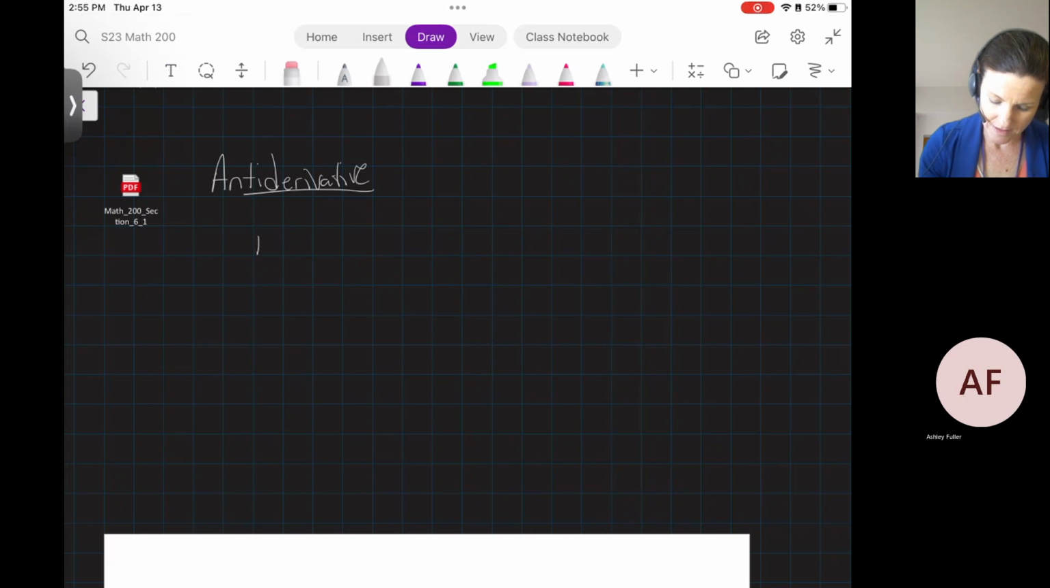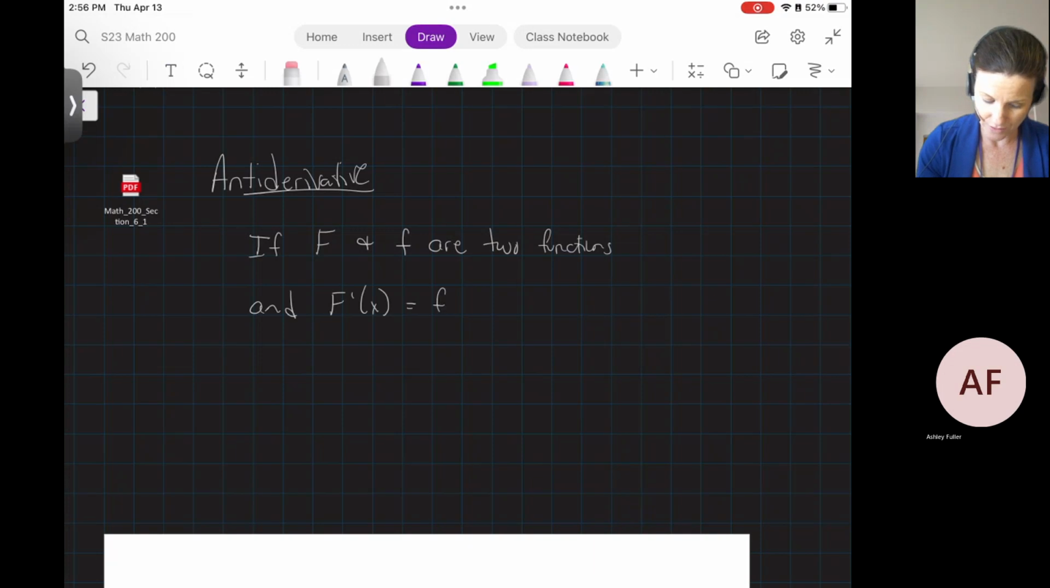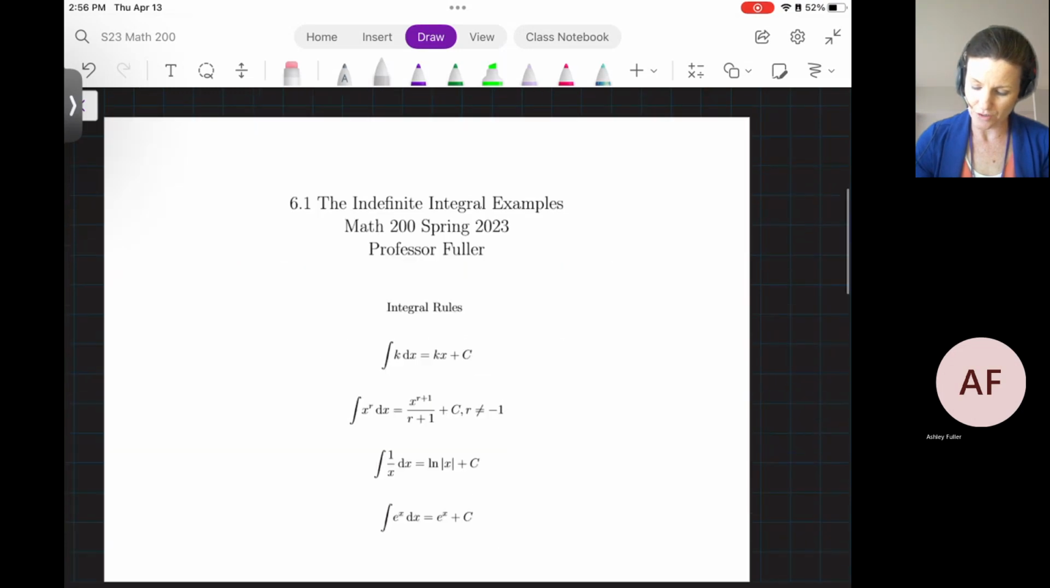The antiderivative exists, we say, if F and little f are two functions, and if the derivative of big F is equal to f of x for all x in the domain of the function, then we say that big F is the antiderivative of f of x.